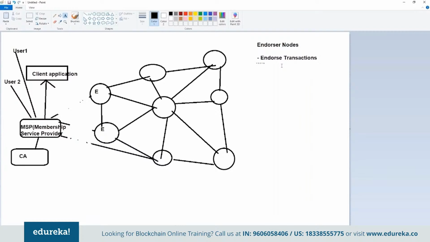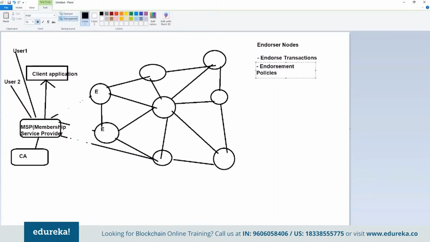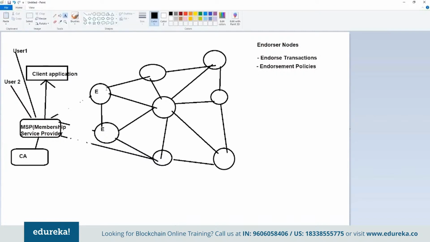Now, what is an endorsement policy? An endorsement policy defines how endorsers will endorse the transactions. For example, if there are 2 endorsers, I can have an endorsement policy that even if just one of them is able to verify that the transaction is correct, I will mark that transaction as complete. Or I can have an endorsement policy that both of them need to sign this transaction as valid, and then only will I accept this transaction as complete. So depending on what kind of endorsement policy you write, your transaction will be accepted or rejected.